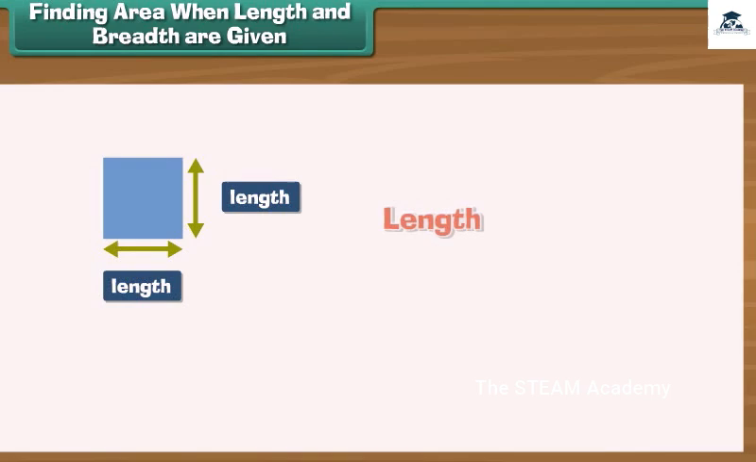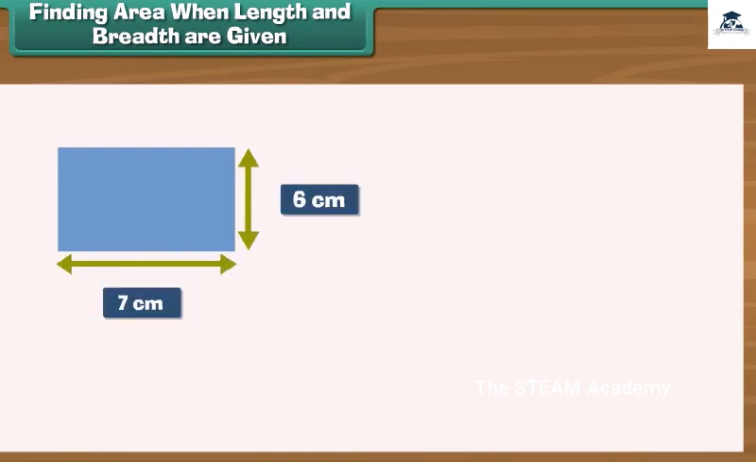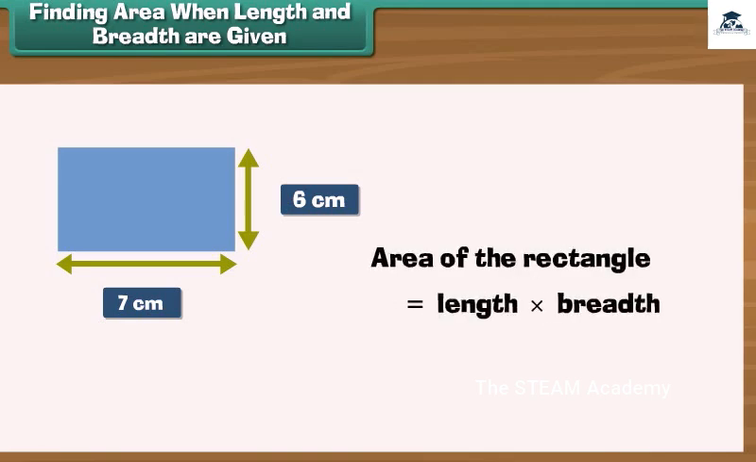Finding area when length and breadth are given. The area of a square is length into length. Square is a special rectangle whose length and breadth are equal. Now consider a rectangle which is not a square. The length of the rectangle is 6 centimeter and breadth is 7 centimeter. Let us find its area. Area of the rectangle is equal to length into breadth, which is equal to 6 into 7, which equals 42 centimeters square.